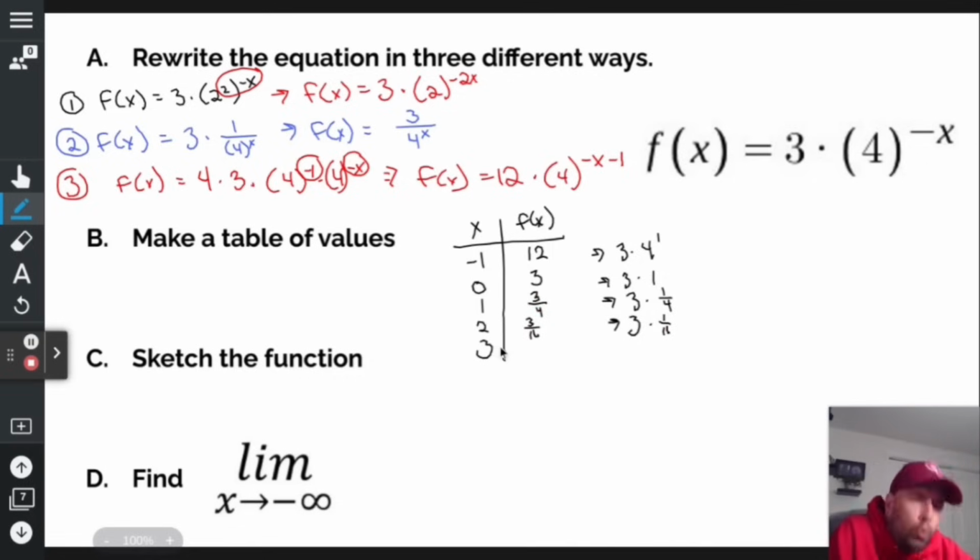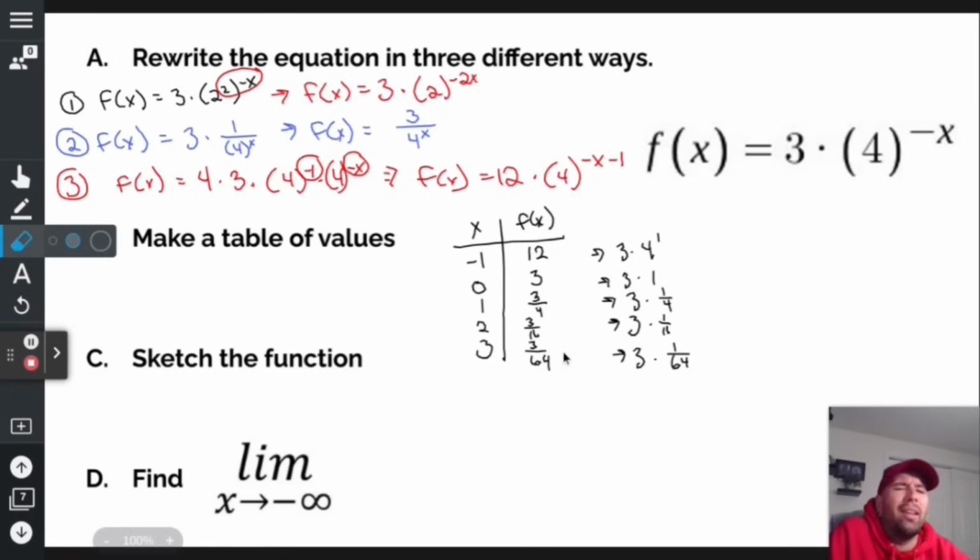If I were to do 3, that would be 3 times 1 over 4 to the third, which is 3 times 1 over 64. So 3 64ths. Okay? And you can see, this is why I'm not going to go crazy coming up with a bunch of numbers, because 3 over 64 is like 0.0 something, like 0.01-ish, 0.02 maybe, that's basically zero.